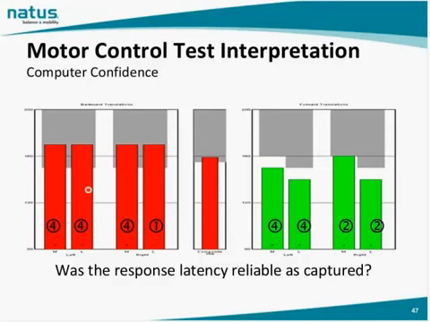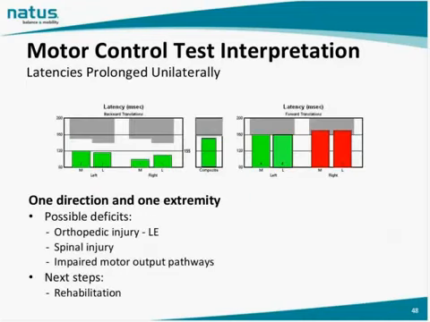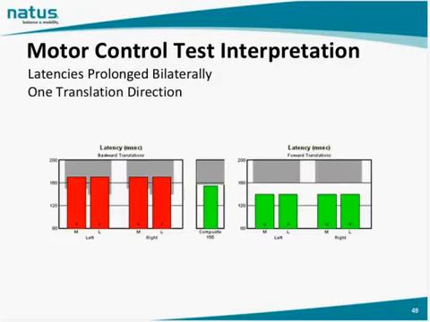If the answer to that is no, then you have evidence to support the presence of neuropathology in that system. You don't know where in that system, but you do have reasons to pursue it further with nerve conduction velocity testing and so on. So here, for example, we have a right leg abnormality only in the forward direction, and the best possible guess here is an orthopedic injury that could be in the lower extremity on the right, possibly spinal and impaired motor, but these are lower in most estimates.